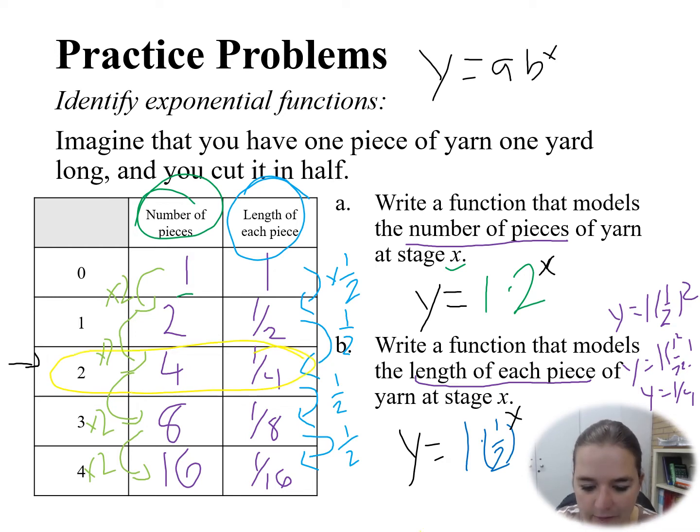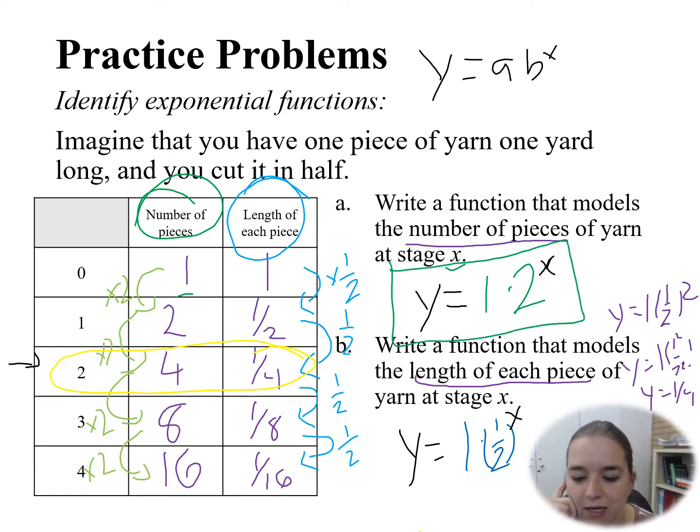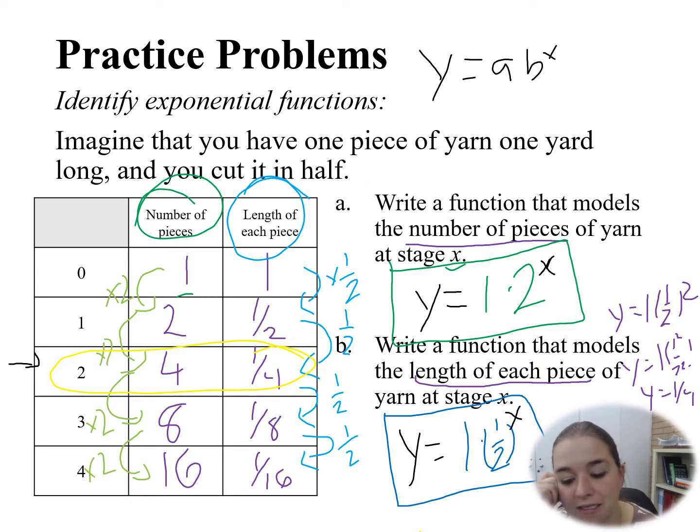So I can write a function for exponential growth. When it's growing each time, it's multiplying by 2, so I have a growth rate of 2. When I am decaying, I have values that are getting smaller. I have a growth factor that's between 0 and 1. I'm still multiplying, but I'm multiplying by a value between 0 and 1, so I show decay.